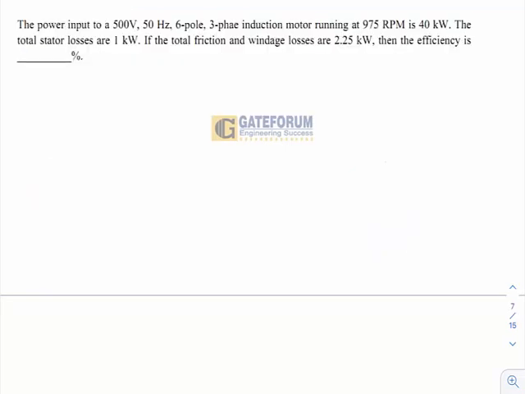Hello students, this is GATE 2021 electrical machine question asked from the topic power flow diagram of induction motor. Okay, in this question they are asking that the power input to a 500 volt 50 Hz 6 pole 3 phase induction motor running at 975 rpm is 40 kilowatt. So the input power they have given. ठीक है, इनपुट पावर इंडक्शन मोटर का दिया हुआ है. द टोटल स्टेटर लॉस आर 1 किलोवाट. इफ द टोटल फ्रिक्शन एंड विंडेज लॉसेस आर 2.25 किलोवाट, then what will be the efficiency of the induction motor, right?